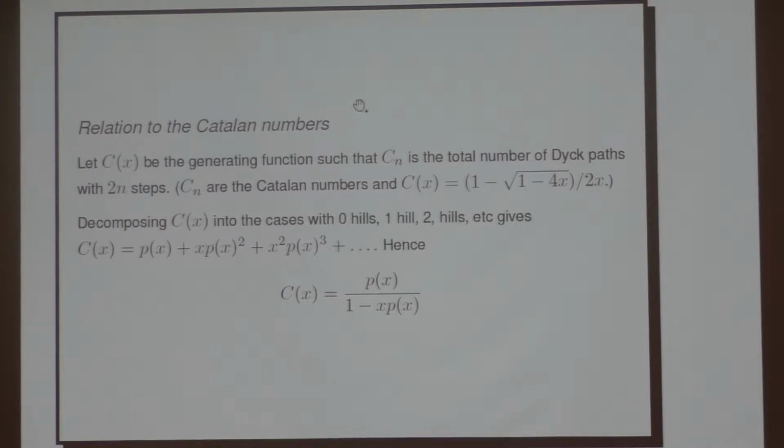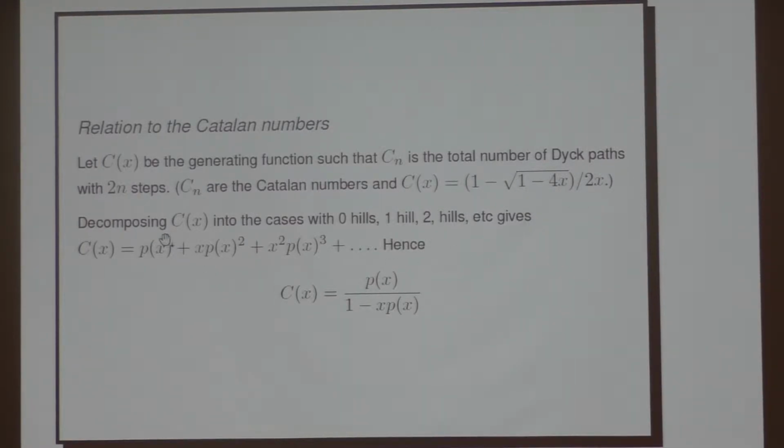So it turns out that dig paths are related, as I mentioned, to the Catalan numbers. So c of x is the generating function such that c_n is the total number of dig paths with 2n steps. It turns out that c_n are the Catalan numbers, which have this generating function.